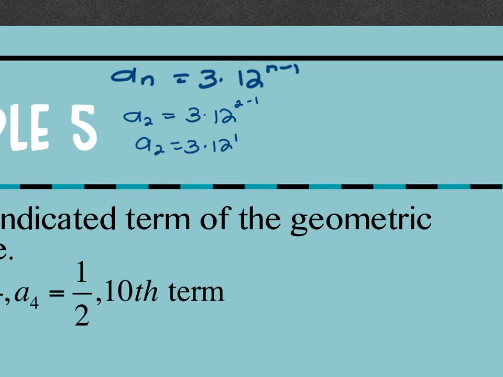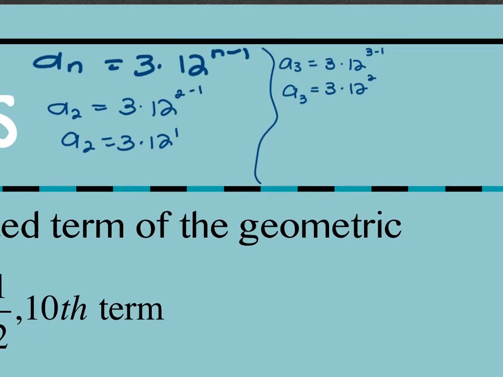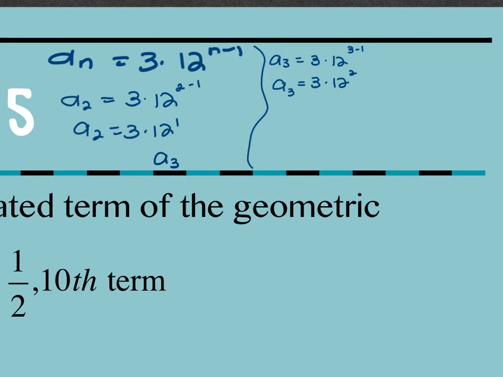If I wanted to find the 2nd term, that's how I could do it. If I wanted to find the 3rd term from the beginning, I would get 3 times 12 to the 3 minus 1, 3 times 12 to the 2nd equals A sub 3. Notice that every time I want a next term, my exponent is increasing by 1. You with me? So the rule is that if I wanted to find A sub 3, I would get A sub 1 times R to the 2nd. If I wanted A4, it would be A4 equals A1 times R to the 3rd.